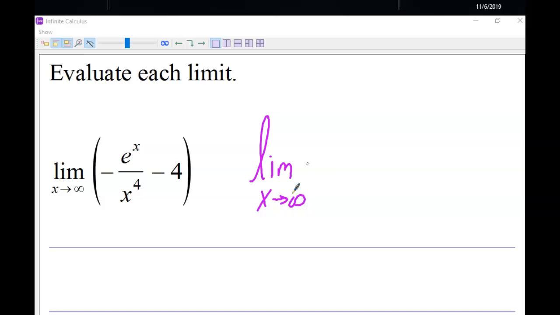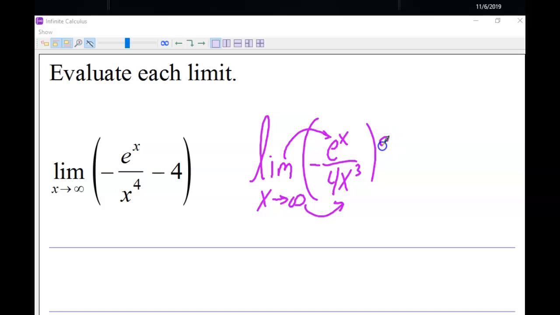If I take the derivative of the top, I get e to the x, doesn't change. If I take the derivative of the bottom, I get 4x cubed. If I take the derivative of 4, it's gone. Guess what? We still get infinity over infinity.